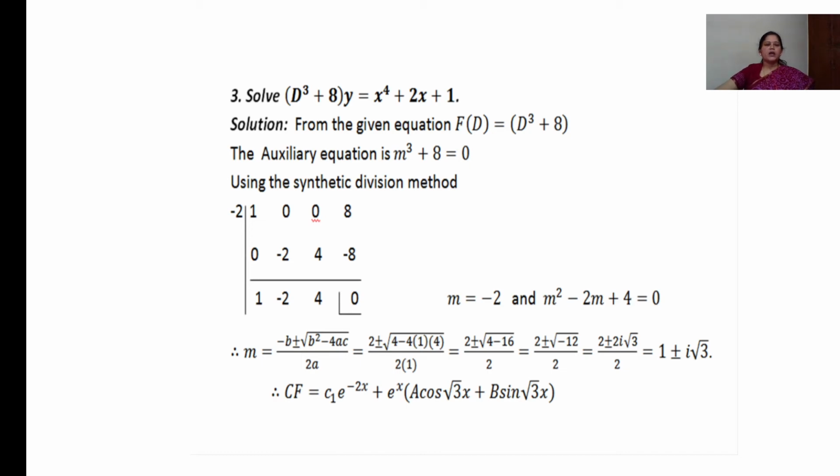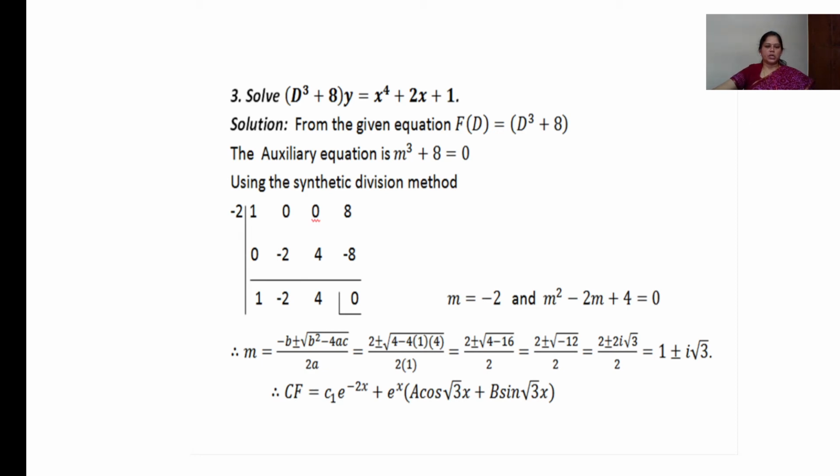Then the synthetic division method is a trial and error method only. If we take minus 2 for m, the equation will be satisfied. That's why we are dividing by minus 2. In the second row, the first entry is always 0. Then we have to go for vertical addition, adding the two values vertically and writing it in the quotient.